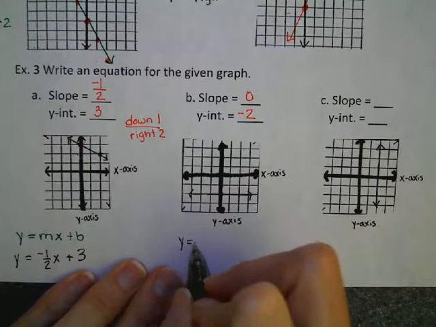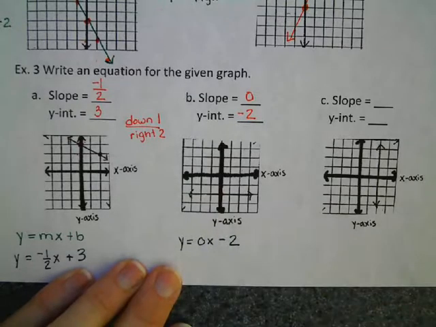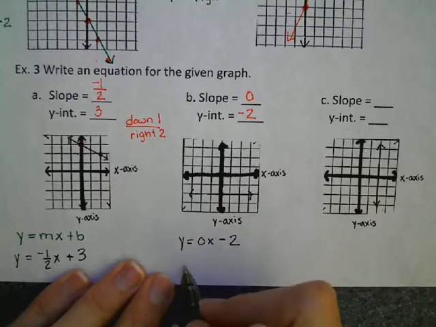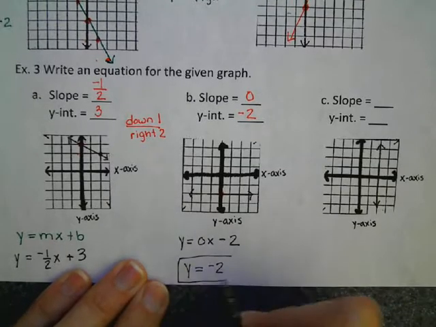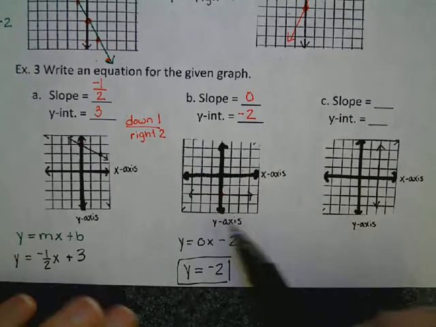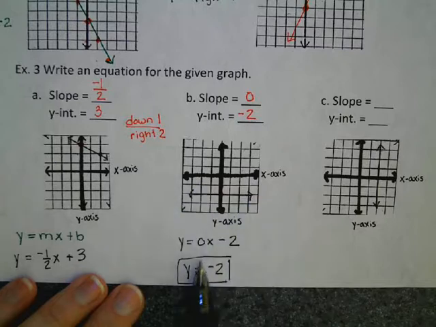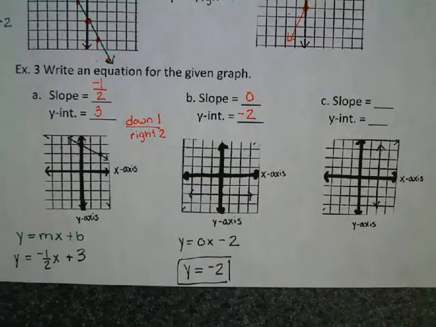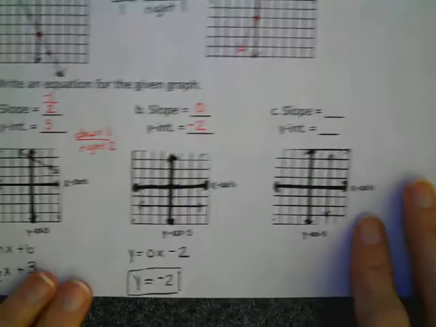So you can do this one a couple different ways. You can either write y equals 0x minus 2, because there's 0 for your slope. Or, since there's 0 slope or 0x, you can just write y equals negative 2. So if you ever see a flat horizontal line, they just leave off the x because there's no x. You'll notice this line never crosses the x-axis. That's why there's 0x there. Okay, so it's a flat line.